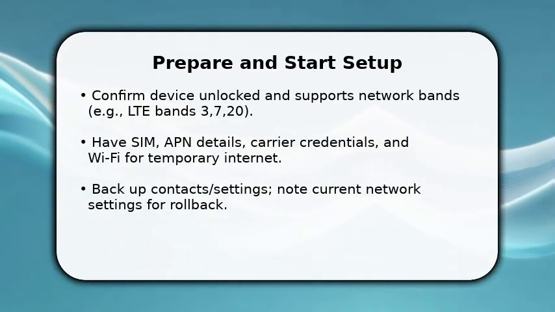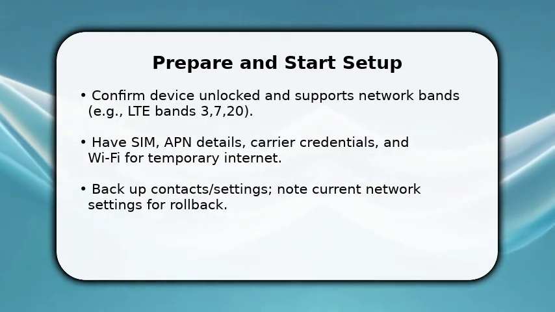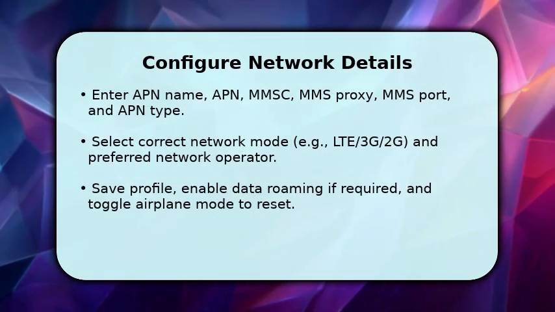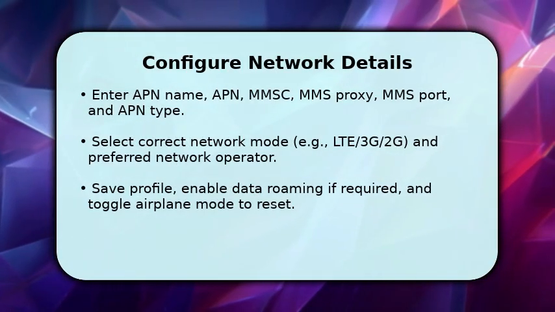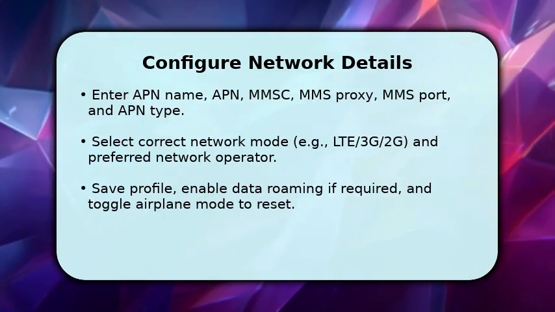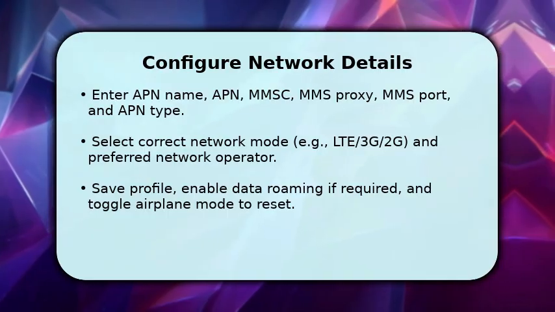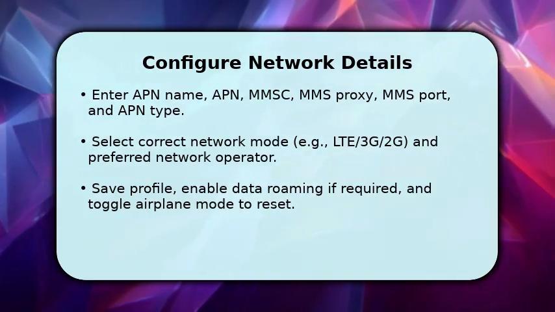Make sure you have APN values, username, and password at hand because you'll enter them in the next step to enable data and MMS. Now you'll create or edit the APN profile. Tap New APN and input the APN name, APN string, MMSC, MMS proxy/port, and APN type exactly as the carrier specifies. Accuracy matters for data and multimedia.